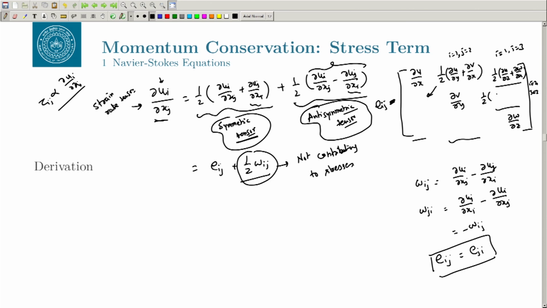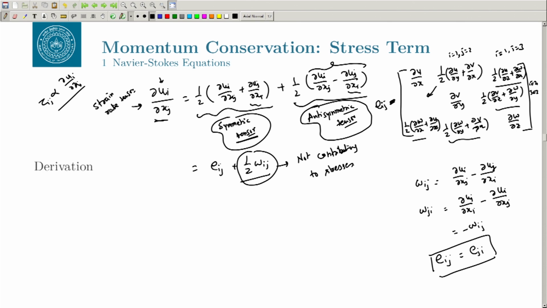So that will be half (del p by del z plus del w by del y), and here it will be half del w by del y, okay, and del v by del z, okay, and this would be half, this is i equal to 3 and j equal to 1, right. So this will be half del w by del x plus del u by del z, okay.